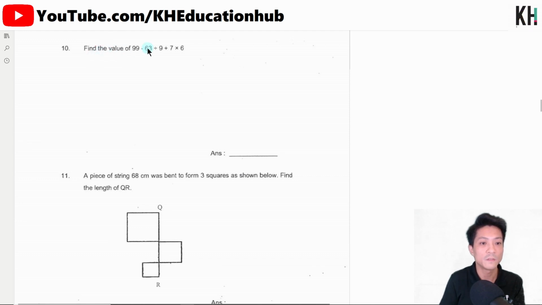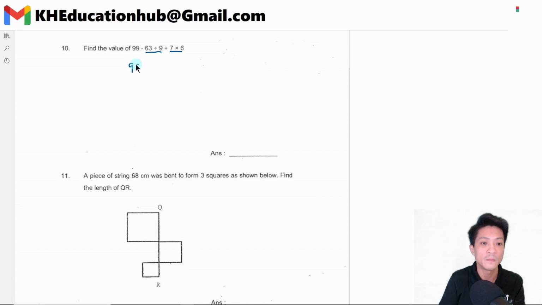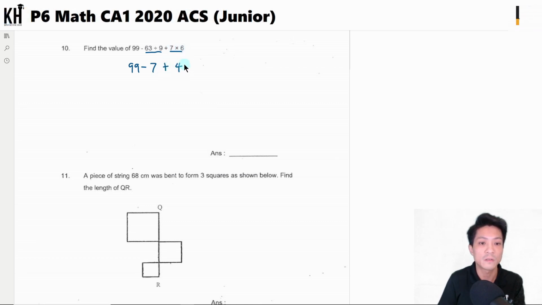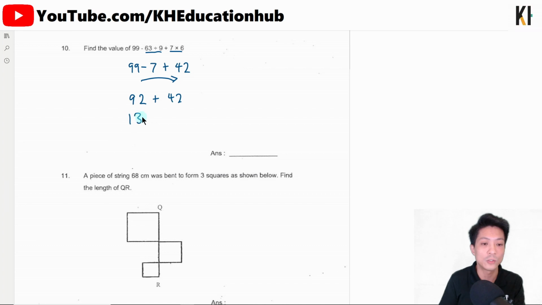Question 10. Find the value of 99 minus 63 divided by 9 plus 7 times 6. According to the order of operations, we have to simplify the division and the multiplication first. 63 divided by 9 will give me 7. 7 times 6 will give me 42. At this point, remember again to work from left to right. 99 minus 7 will give me 92, plus 42, and 92 plus 42 will give me 134.